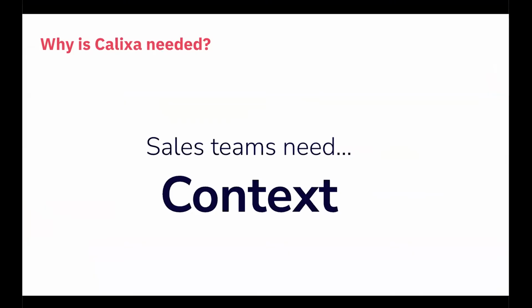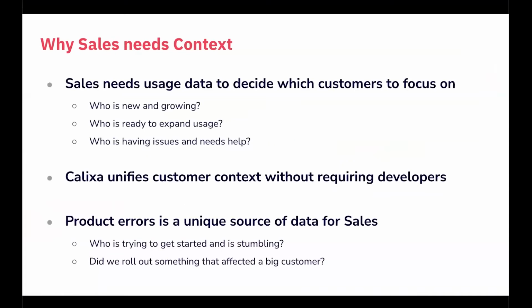The only way to really do that is to give them context. And context is what users are up to, both the good and the bad. You can think about why context is important: who's new and growing and using your product, who's already existing on your product and increasing usage, or who's hit some sort of issue? I think all these are really interesting different phases, but the only way a sales team can be effective is if they have the data. What Calixa does is unify all that data without requiring your engineering team to pull it together and make sense of it.